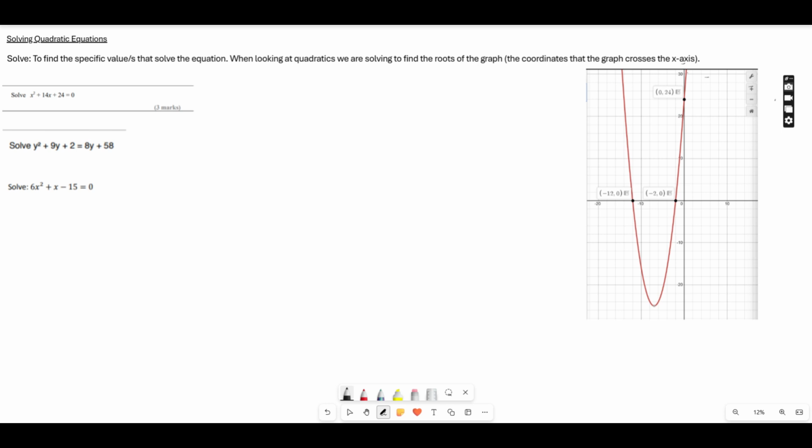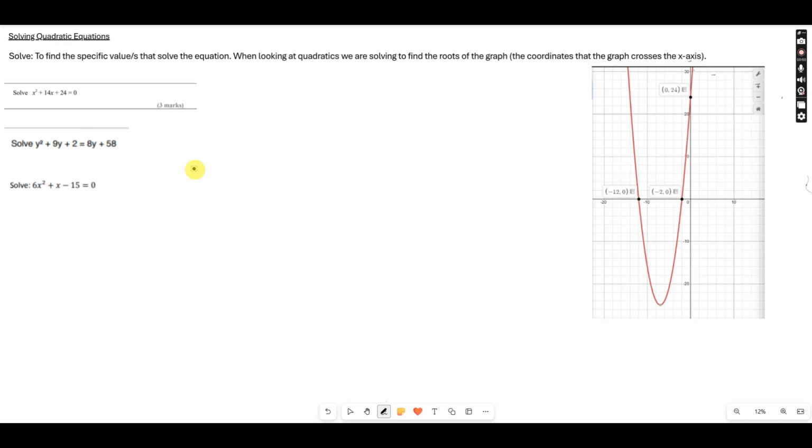I've taken the graph of what this looks like, and we can see that the roots in question are minus 12 and minus 2, these coordinates. That is the roots, that is where the graph crosses the x-axis here. What we'll do is I will solve this now for you, just to show you that these are the roots, okay? So we've got x squared plus 14x plus 24 equals 0.